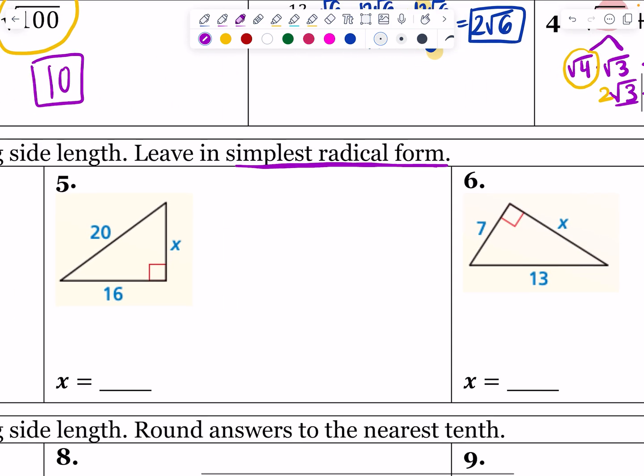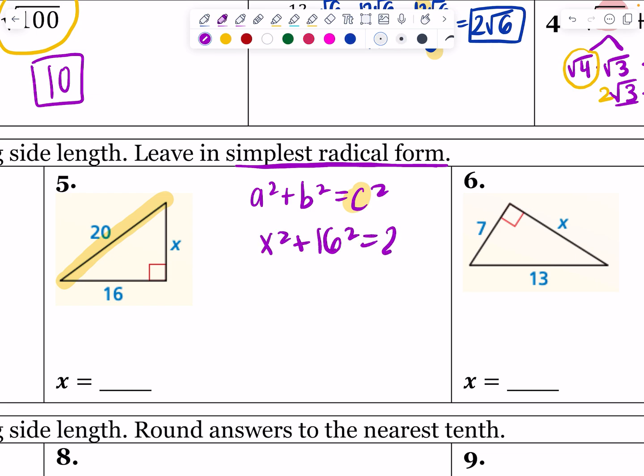All right, let's do this again. I'm going to plug this into a squared plus b squared equals c squared, where c is always, always, always my hypotenuse. So let's plug that in. That is going to be x squared plus 16 squared equals 20 squared.